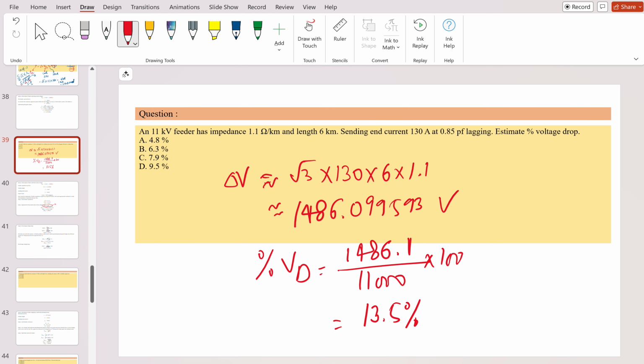So here the options are not matching. Here the impedance is this, the length is this, so that is a similar problem. Here the answer, I think, they have taken L by 2. So I will revise the solution. So it is simply equal to 11.5. That is not matching in the problem. So 13.5 would be there. Okay.